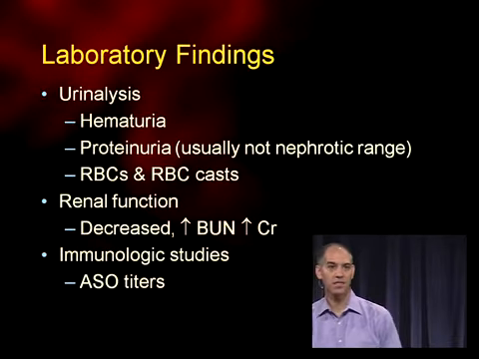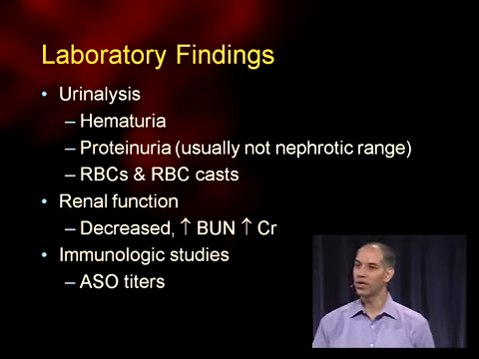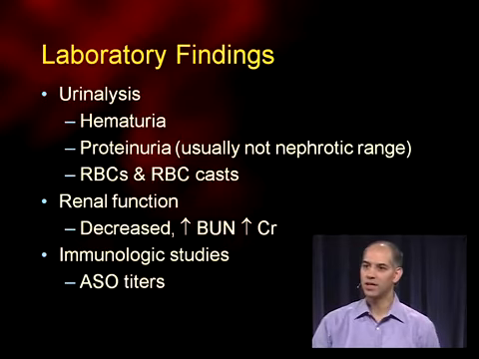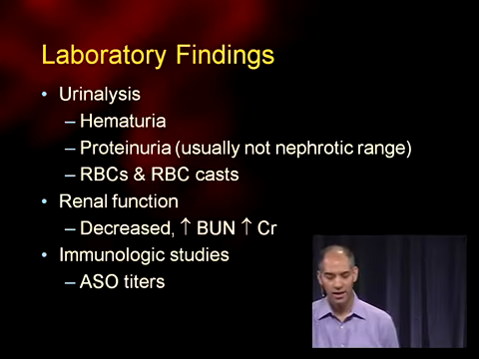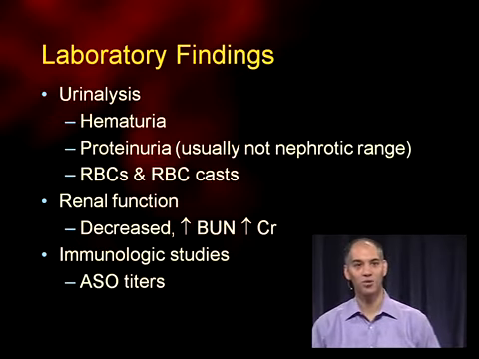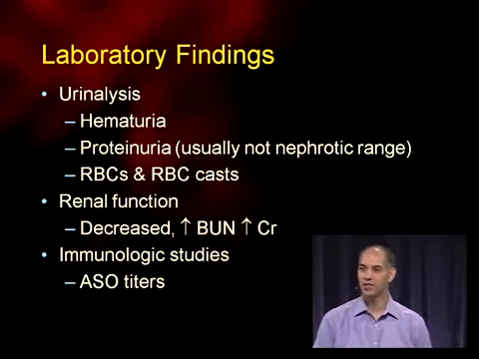On urinalysis, they have hematuria. Proteinuria is very common with post-infectious GN, usually not nephrotic range proteinuria, but they will have some proteinuria. Lots of red cells and often red cell casts on a UA. Renal function is decreased, so again, a review for you, high BUN and creatinine. And then ASO titers are elevated.